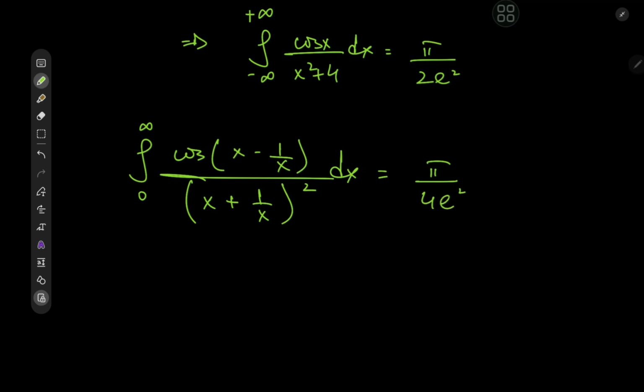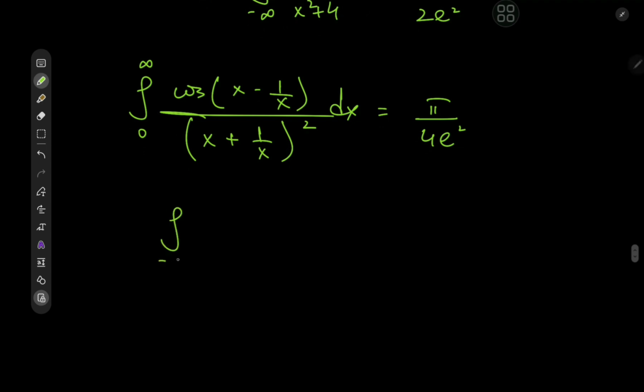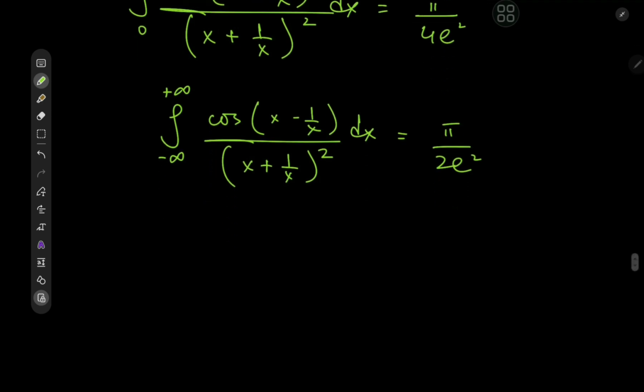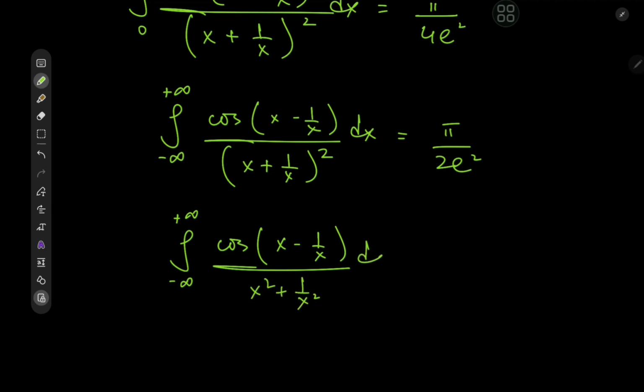And because the integrand is an even function of x, we can state another result, that the integral from negative to positive infinity of cosine of x minus 1 by x divided by x plus 1 by x squared dx equals pi divided by 2e squared, which is, of course, absolutely gorgeous. And I also found another interesting result, that is the integral from, you know what, let's just make it negative to positive infinity of cosine of x minus 1 by x divided by x squared plus 1 by x squared. Using similar techniques, you can find another very beautiful result indeed that might be a little bit more fruitful than the result we just derived.